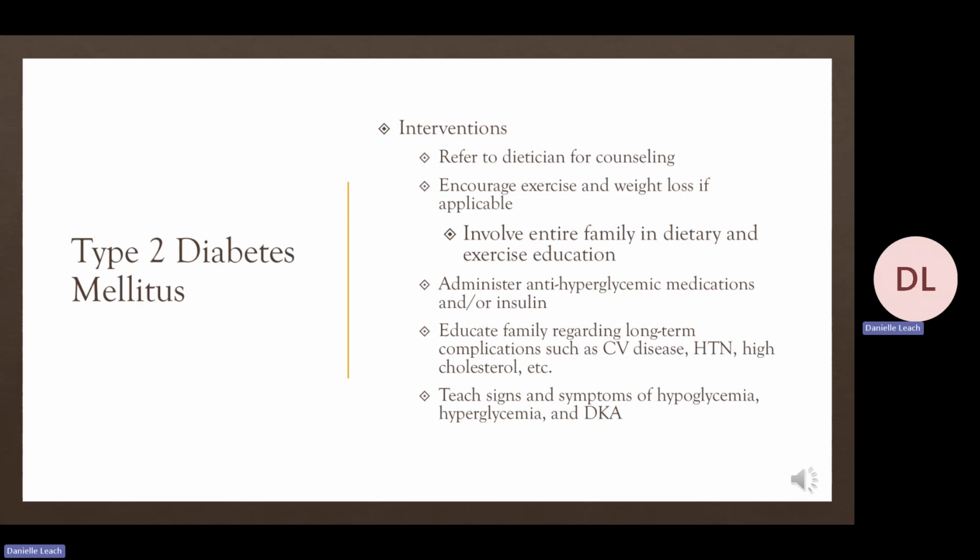We also want to administer anti-hyperglycemic medications, so that could be things like metformin or glyburide and or insulin if applicable. We want to educate the family regarding long-term complications of type 2 diabetes, such as heart disease, hypertension, high cholesterol, and vision damage. We want to teach signs and symptoms of complications such as hypoglycemia, hyperglycemia, and DKA.